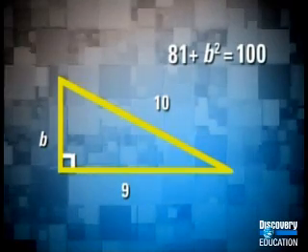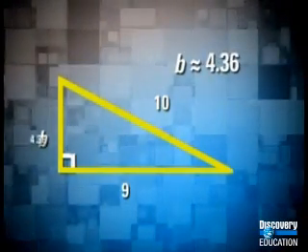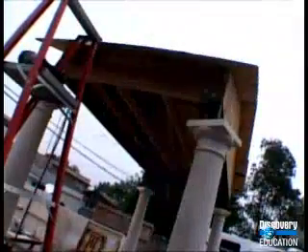The answer? Side B has a length in feet of the square root of 19, or 4.36. Problem solved.